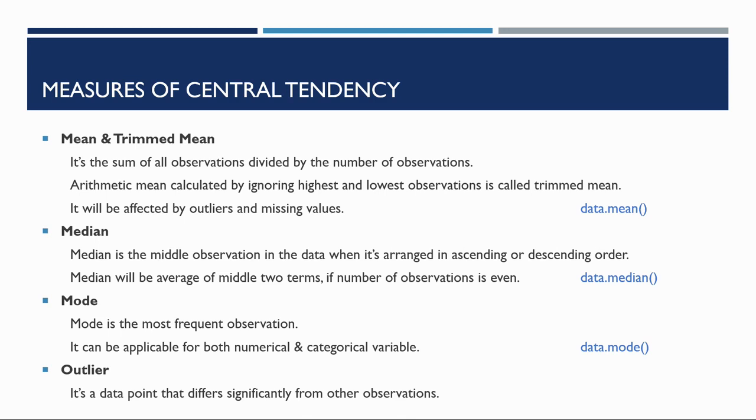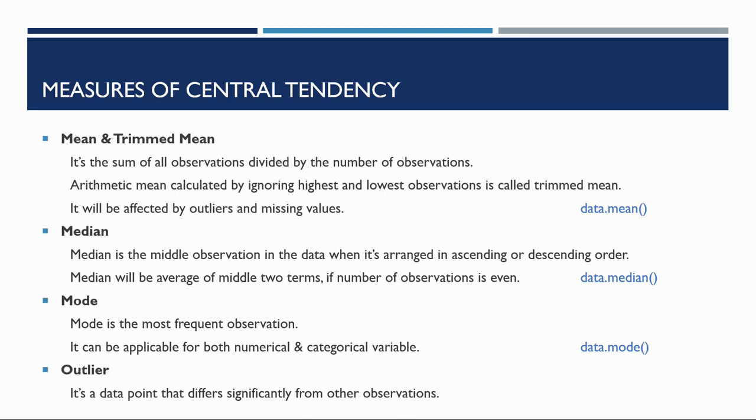Mainly we have defined four types of measures of central tendency here. The first one is mean, then median, mode, and outlier. Mean, I think everyone knows about mean, it's nothing but an average. It's the sum of all observations divided by the number of observations. Using Python we can calculate it using the data.mean function. Trim mean is an average where we ignore the highest and lowest observation. The main disadvantage of mean is that it is affected by outliers or missing values.